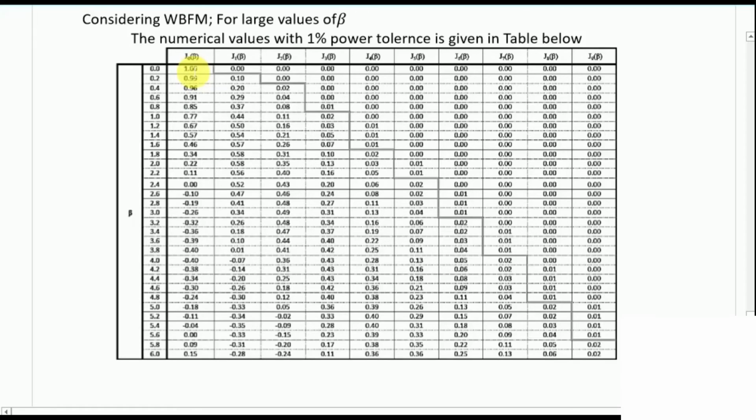So over here it's 0, 1, 2, 3, 4, 5, 6 until 9, right? So these are available in literature. You can just search it on a search engine and you would find this kind of a table. What this represents is that for a given value of beta, say 2, and for the first kind J1 of beta, J1 of beta at beta equal to 2 would be 0.58.